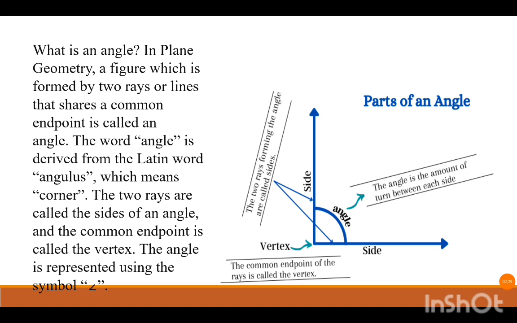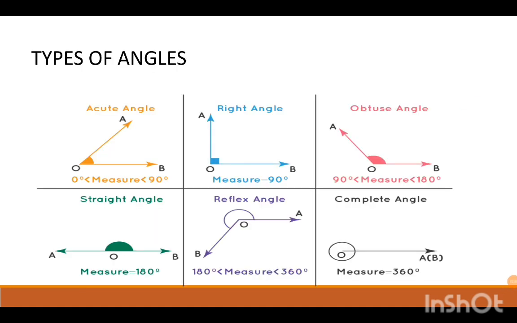Moving on to the next topic, the types of angles. The types of angles which we have studied in the previous class are acute angle, right angle, obtuse angle, straight angle and complete angle. But we haven't learned about reflex angle. So let us learn more about the types of angles.